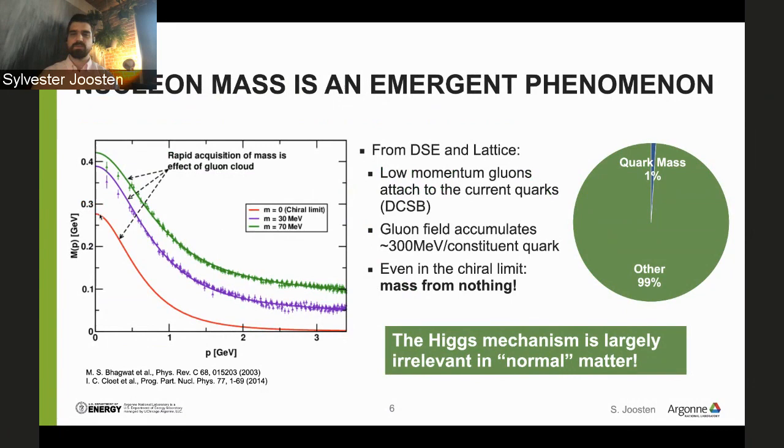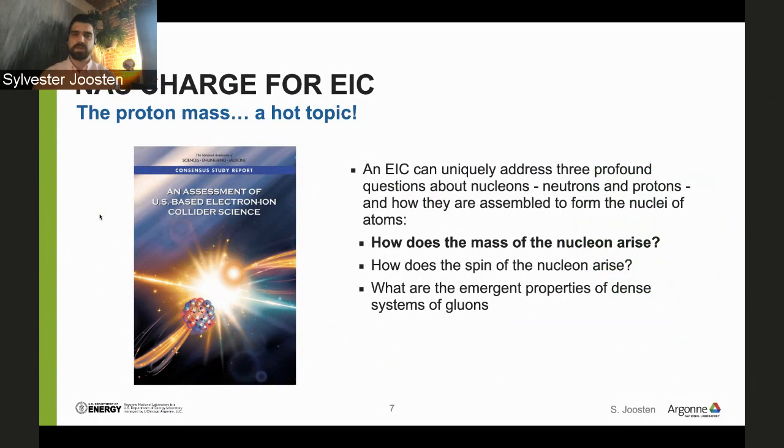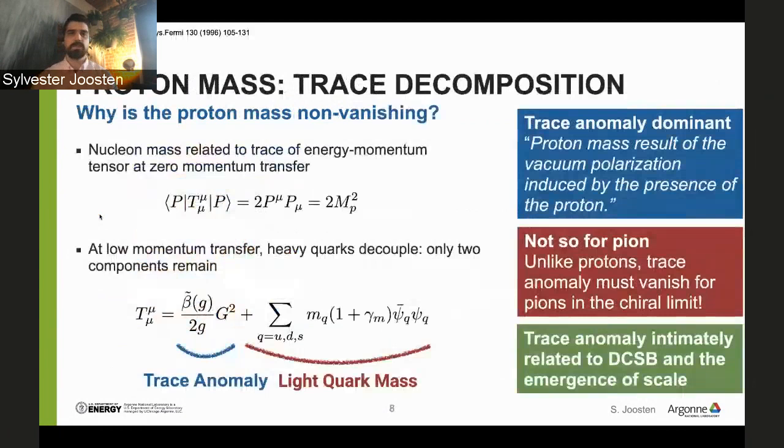And as you all are aware, this is a very hot topic, and it's something that will be extensively studied at the electron-ion collider, and it was identified by the NAS as one of the key questions that we can study at such a machine. So then the question is, why does this actually happen? How can we understand this?